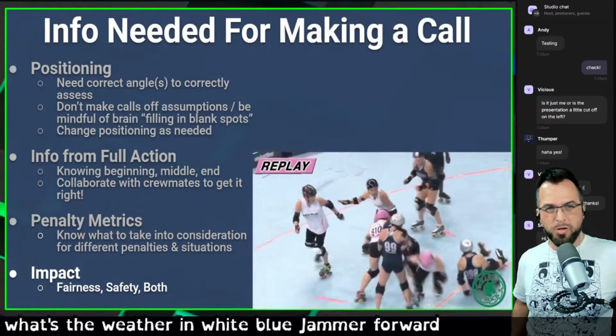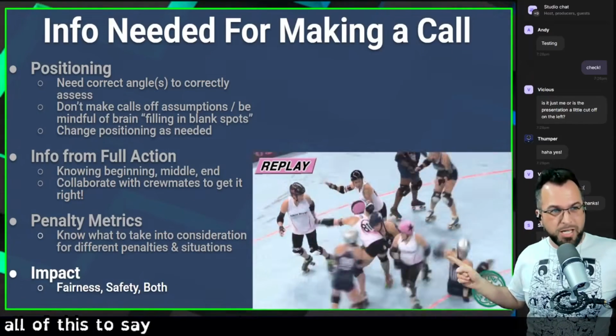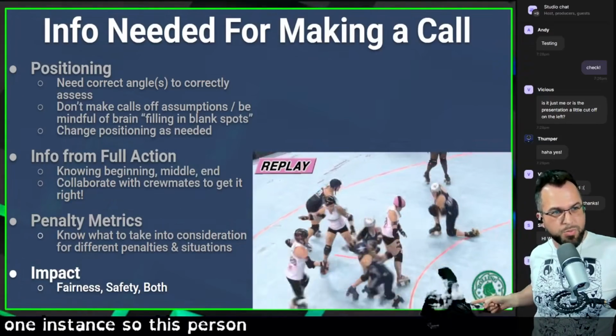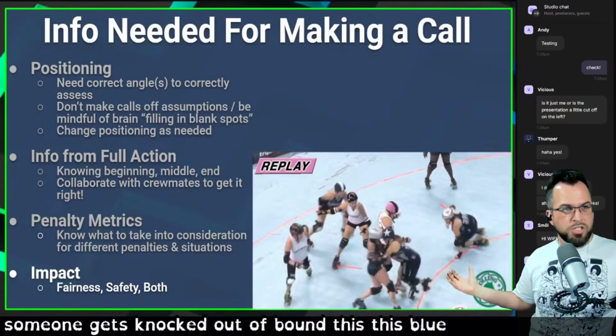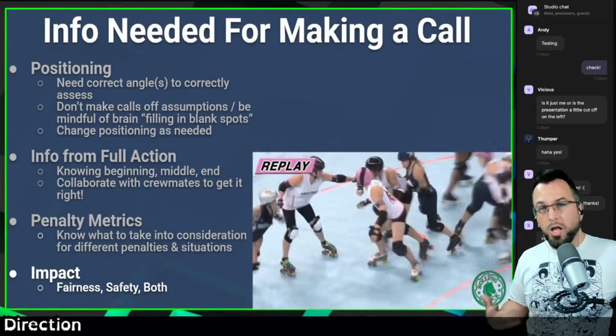Sorry, I messed up my own notes here. All of this to say there's a lot of different things happening in this one instance. So this person goes down, someone gets knocked out of bounds, this blue blocker who moves across, you need to make sure that they're moving in derby direction. A lot of things are all happening at once.